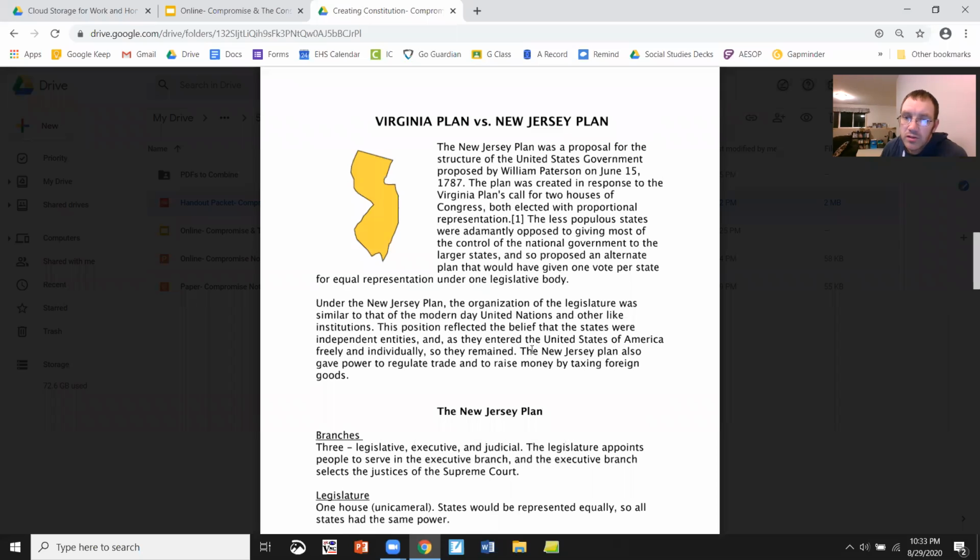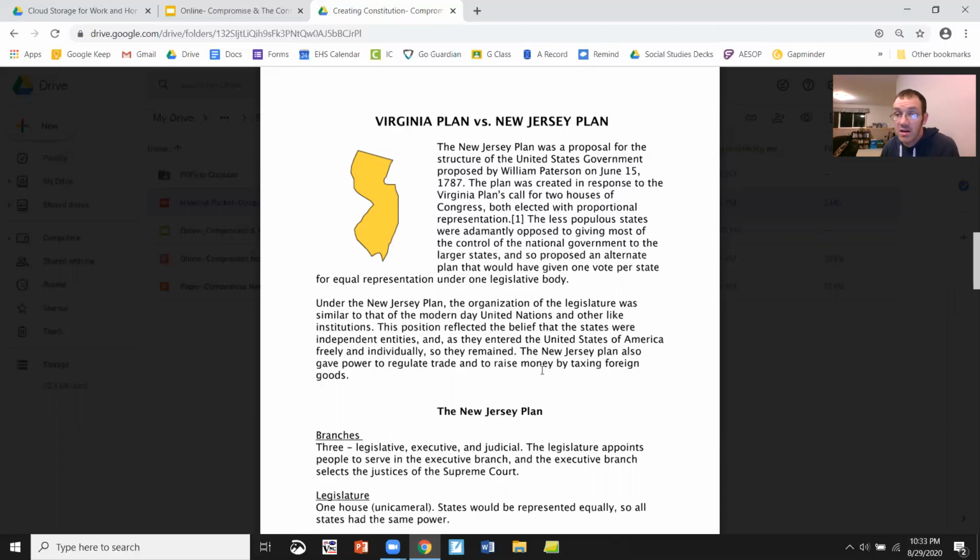The New Jersey plan was a proposal for the structure of the United States government proposed by William Paterson on June 15, 1787. The plan was created in response to the Virginia plan's call for 2 houses of Congress, both elected with proportional representation. The less populous states were adamantly opposed to giving most of the control of the national government to the larger states, and so proposed an alternative plan that would have given 1 vote per state for equal representation under one legislative body.